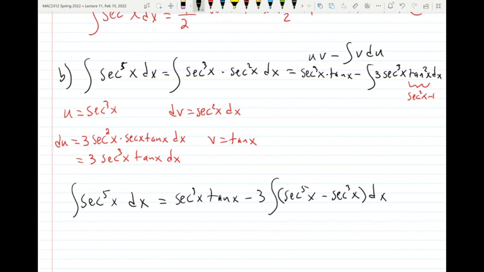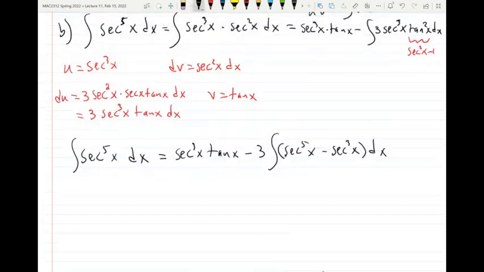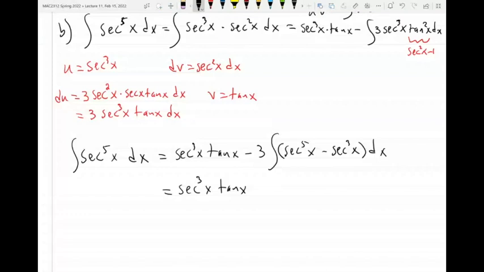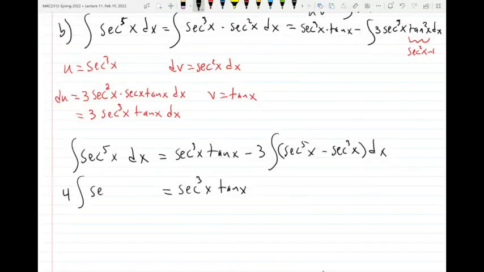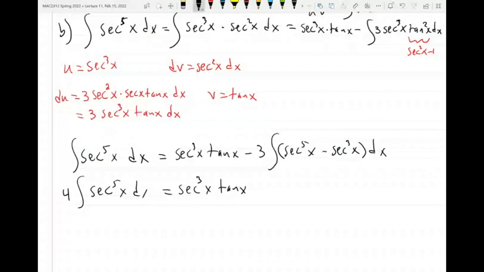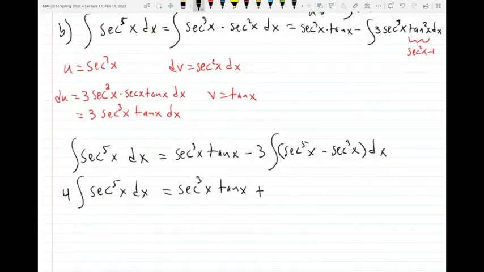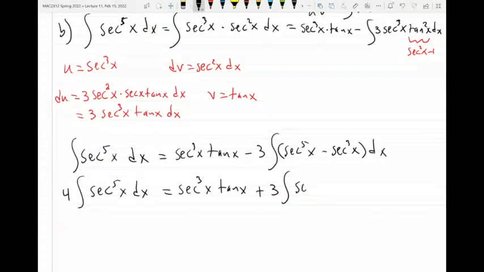But we can reuse our previous work, right? So I will do that. So the point is that here we're going to get secant cube. The negative 3 integral of secant to the 5th, I'm going to bring it to the left positive, so you get 4 times the integral of secant to the 5th. And then here we're going to have plus 3 secant cube.